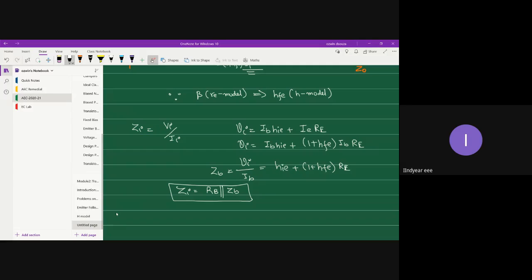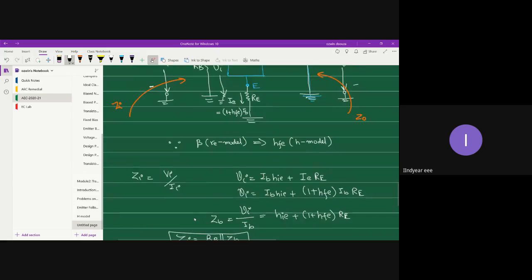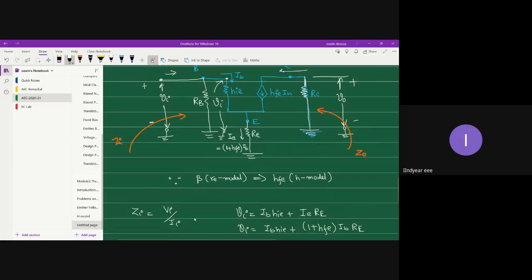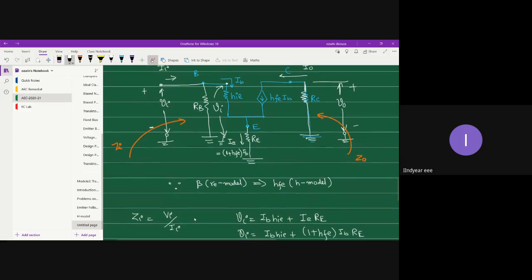All right, so that's your output impedance, input impedance. Next up, we have output impedance Z0. Okay, so output impedance Z0, you can actually try out to find out output impedance Z0. What you will do is you will try to open circuit the current source.